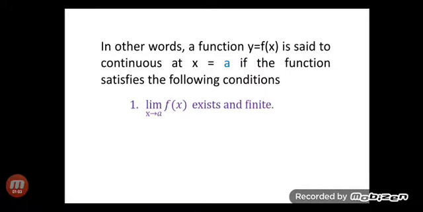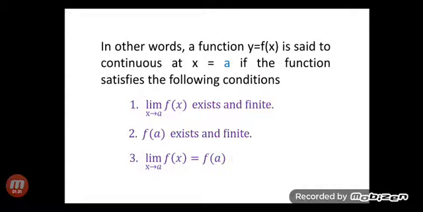Condition 1: the limit value of the function f(x) exists and is finite when x tends to a. Condition 2: f(a) exists and is finite, that is, the value of the function at x is equal to a exists and is finite. And condition number 3: the limit value is equal to the functional value at x is equal to a.